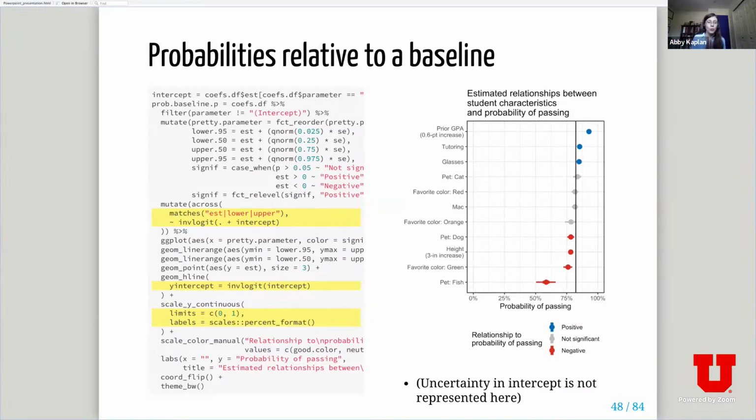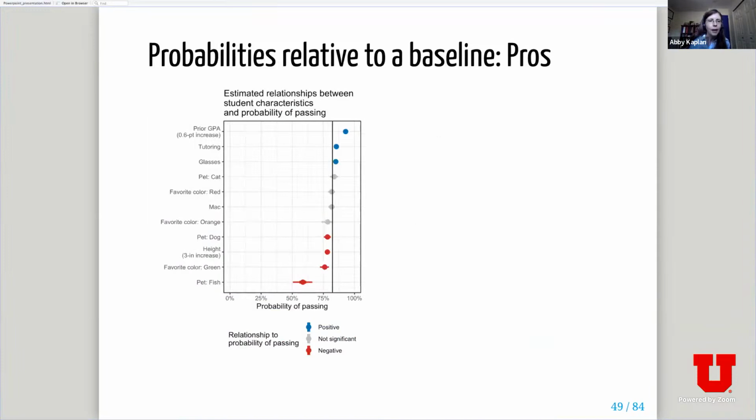And so now we truly, for the first time, have an x-axis that is probabilities, which your stakeholders will be happy about. We're representing uncertainty in the parameters to get our confidence intervals. We're not representing uncertainty in the intercept, but of course you could do that as well if it's appropriate for a project. All right, so pros of this, well, yay, we have probabilities expressed as percentages. This is good. You're not going to have to do a lot of explaining about that.